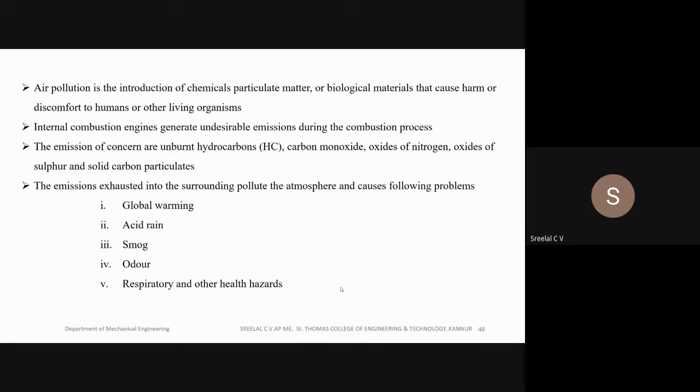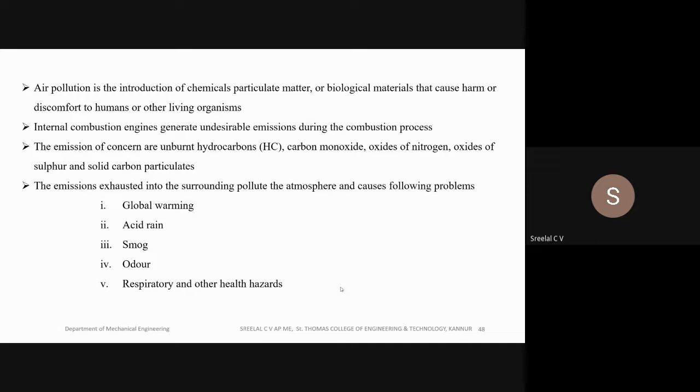So it is simply, we can say that air pollution can be defined as the introduction of chemical particles, or whatever material, the suspension or introduction of particles which are causing harm or discomfort to humans or living organisms. That is how we can define air pollution in a very simple way.